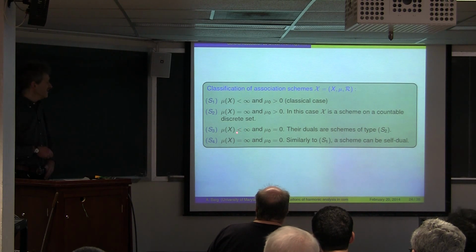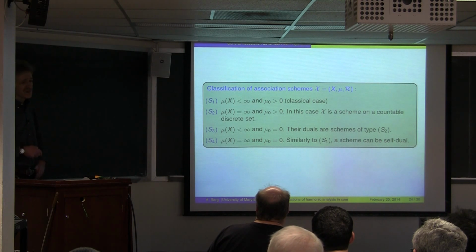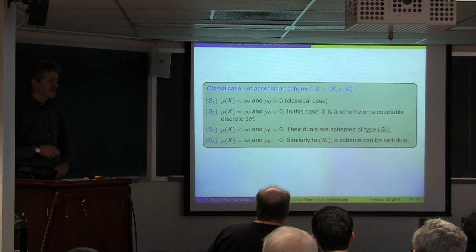If the measure is finite, but the measure of a point is 0, those are compact spaces and compact groups in particular. Their duals are integers, such as a circle. And then finally, if x has infinite measure and the measure of a point is 0, a good example is locally compact abelian groups, and there are other examples.